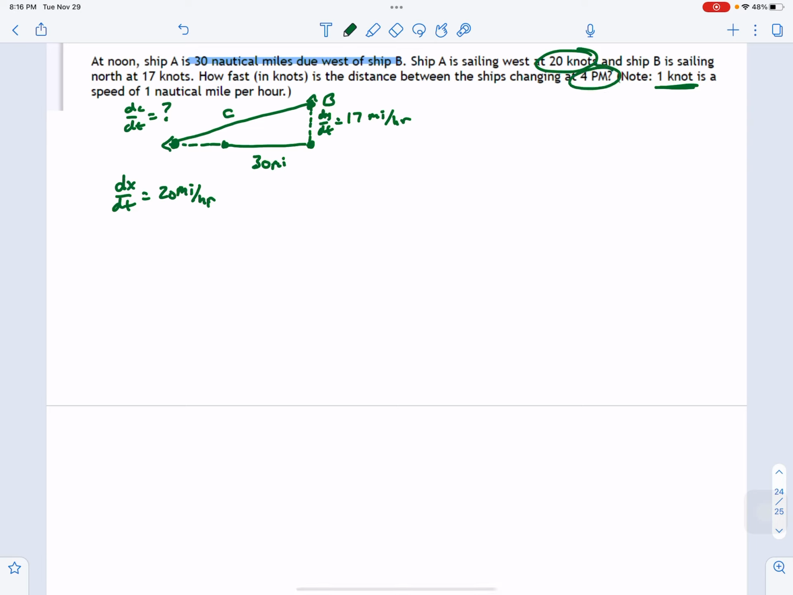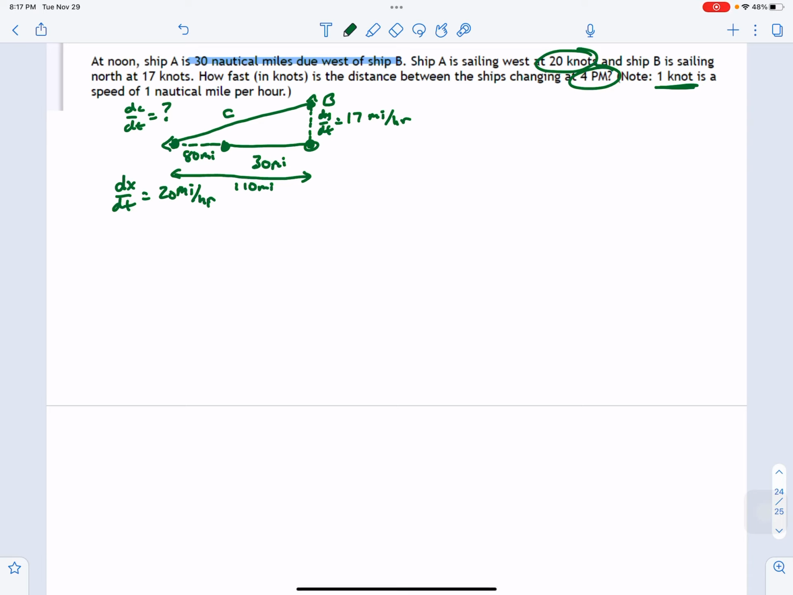At 4 p.m., so 4 hours later. If it is 4 hours later, we started right here at 30 miles apart. And 4 hours later, how far apart are they? Well, our ship A was traveling at 20 miles per hour. So in 4 hours, it added another 80 miles in distance for a total of 110 miles.